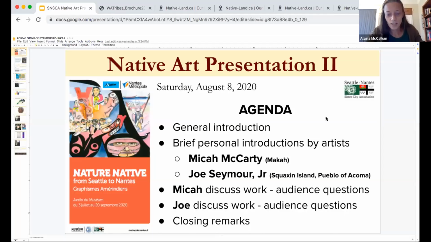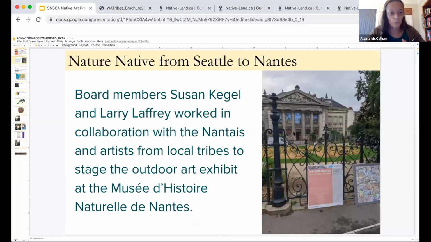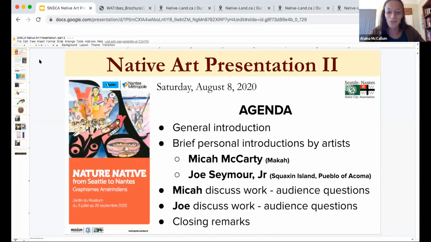So here's the agenda for today. We'll do general introductions, and then Mika and Joe will do personal introductions, and then discuss each of their works, and then closing remarks.